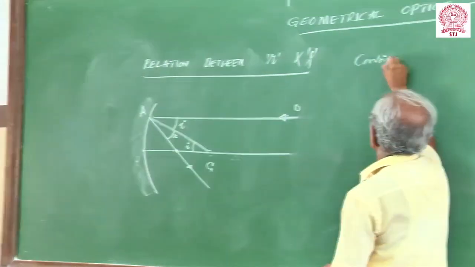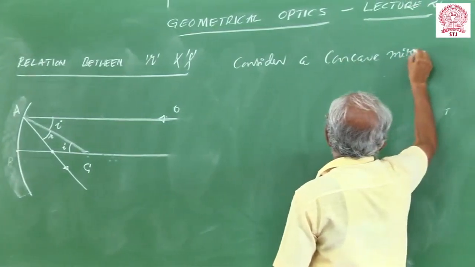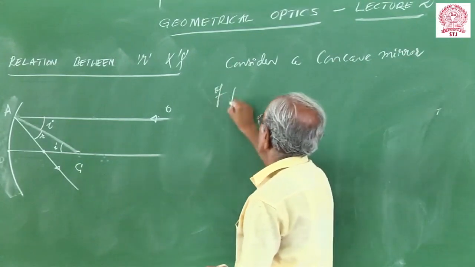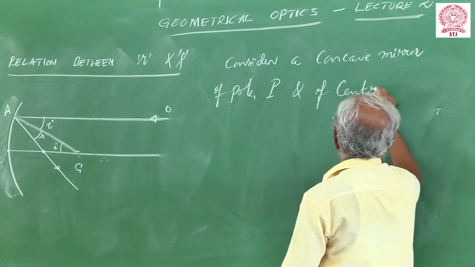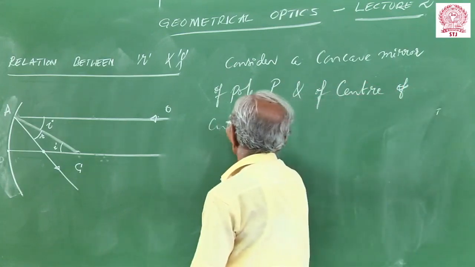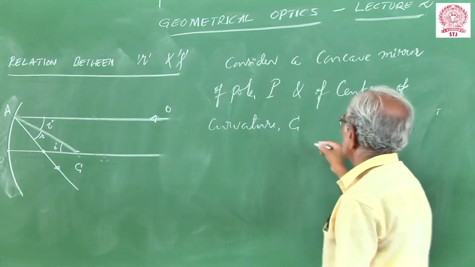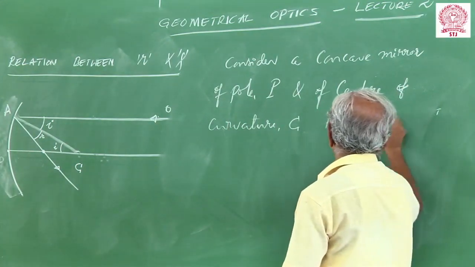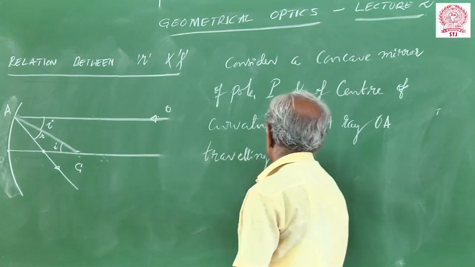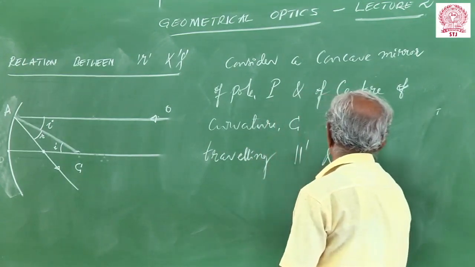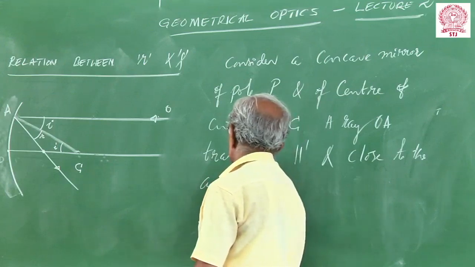Consider a concave mirror with pole P, focus F, and center of curvature C. A ray OA traveling parallel to the axis and close to the axis passes through here.